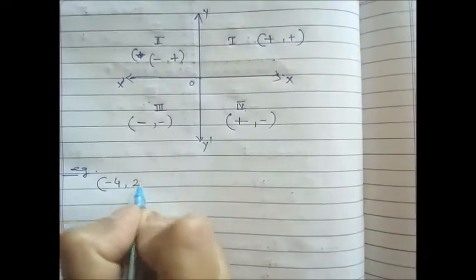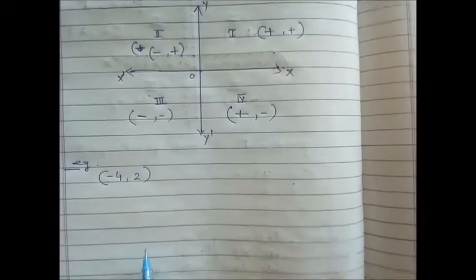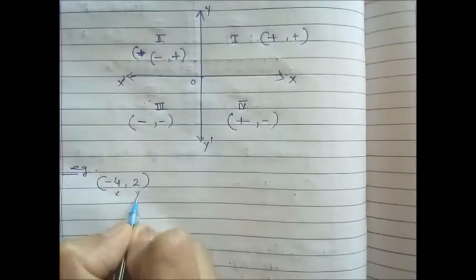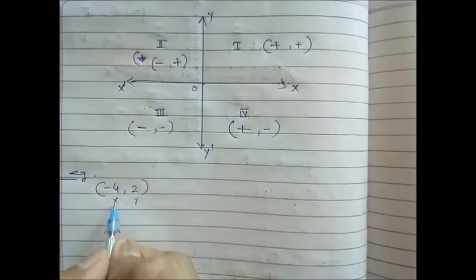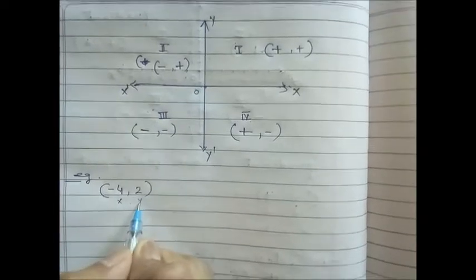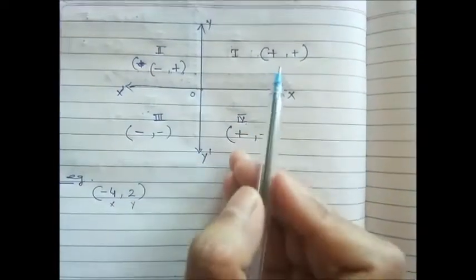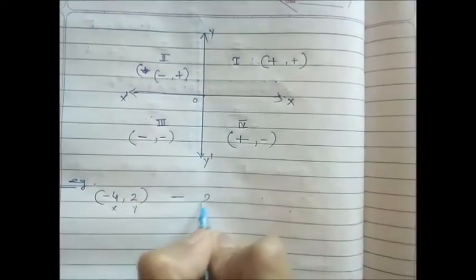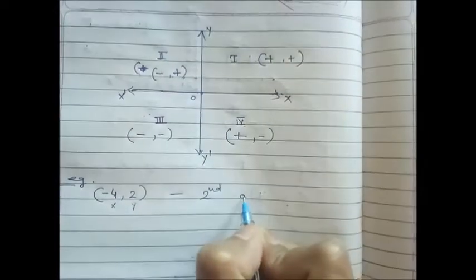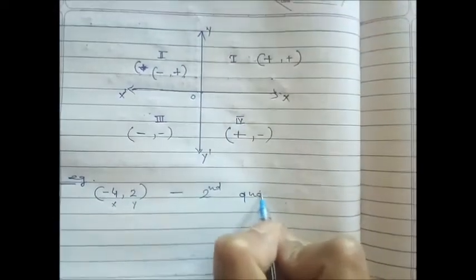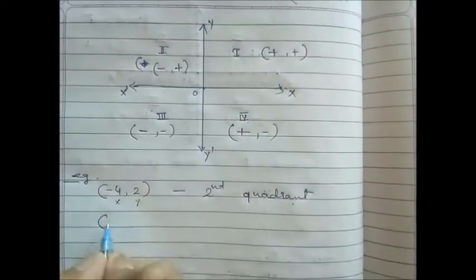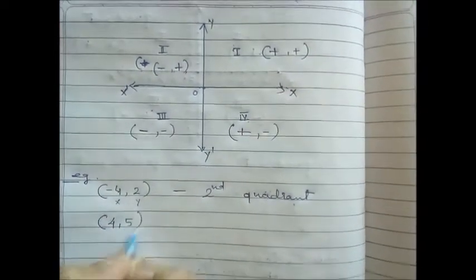-4 and 2. Now as I say, the first will always be x and the second will always be y. Now x is negative and y is positive. So check here. X is negative, yes. And y is positive. That means it comes in second quadrant, right? Another example. 4 and 5.